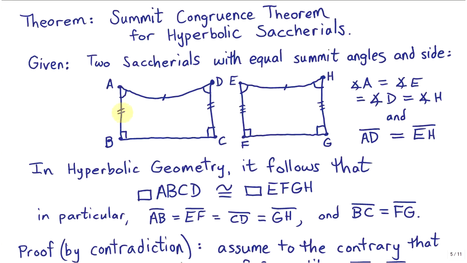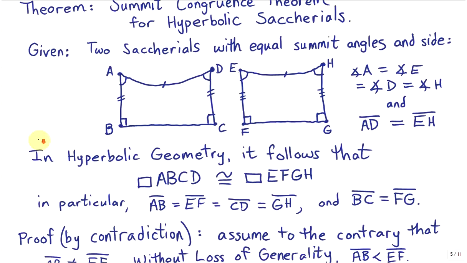In other words, the side AB is equal to the side EF, which implies that all these sides, AB, CD, EF, and GH, must be equal. And furthermore, the side BC is equal to the side FG. To prove this, we use proof by contradiction.